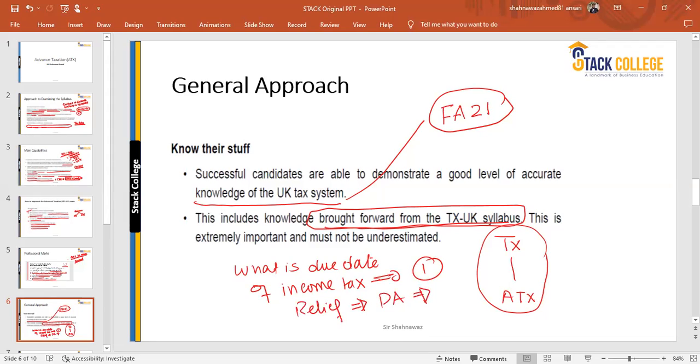As I told you, a tax sheet will be provided to you. I will show you as well how much tax information you don't need to learn, because it will be given to you in the exam. And what else you need to learn, which is not available in the tax sheet.